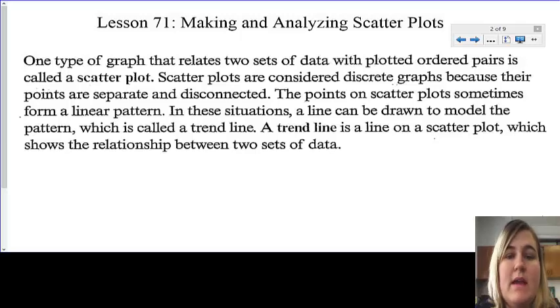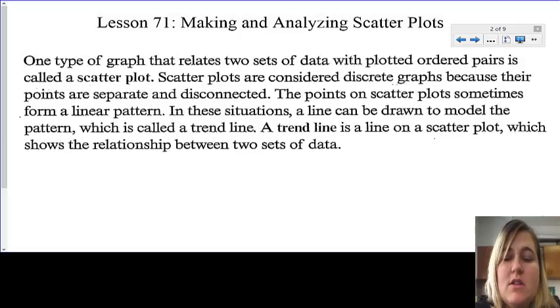Lesson 71, Making and Analyzing Scatter Plots. One type of graph that relates two sets of data with plotted ordered pairs is called a scatter plot. Scatter plots are considered discrete graphs because their points are separate and disconnected. That means we don't draw a line from one point to the next. They're disconnected.